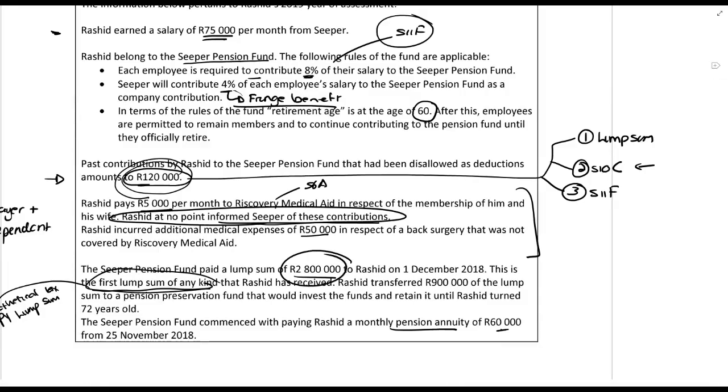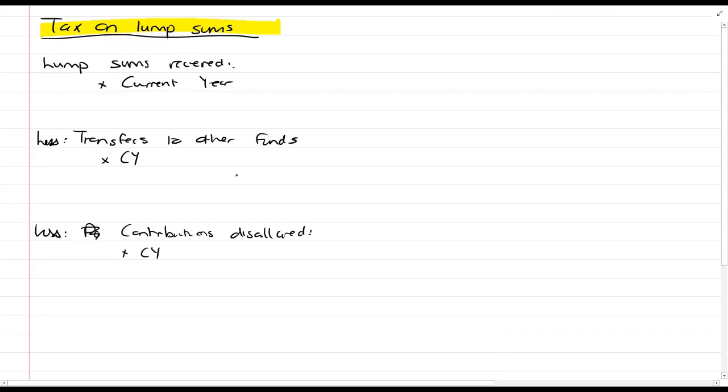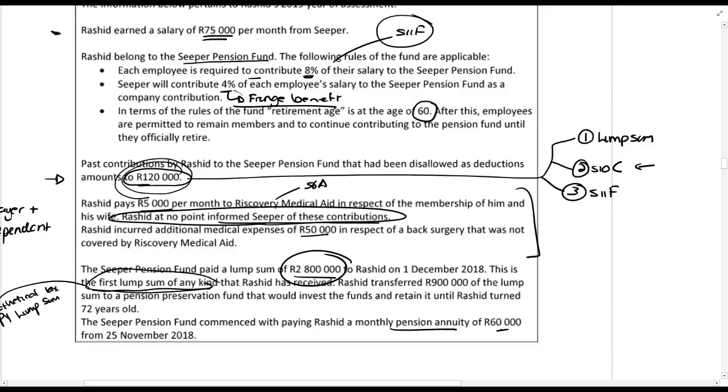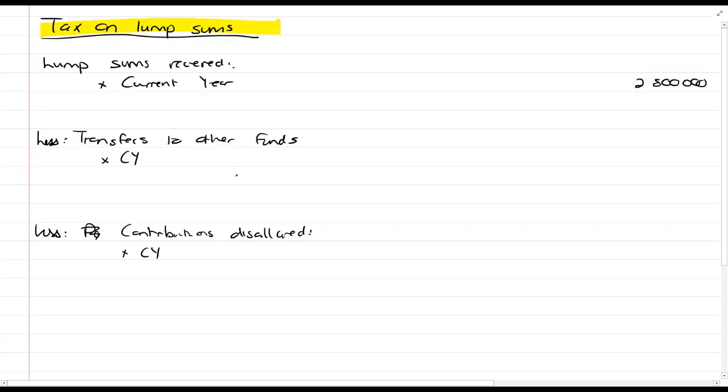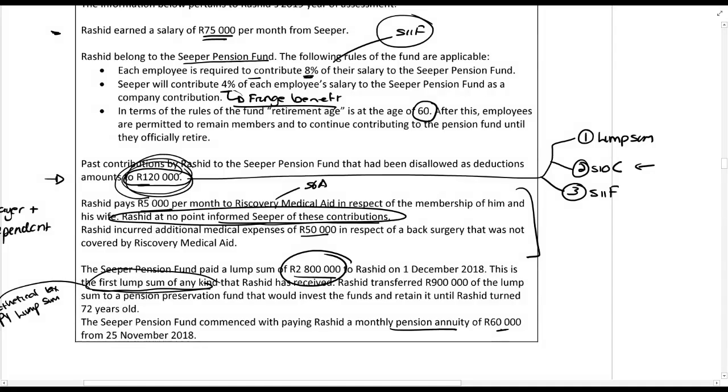So it's 2.80 received. Right, they then say 120,000 was disallowed. And somewhere, I'll show you it, yes, he transferred 900,000.